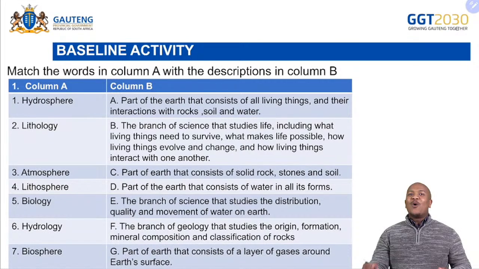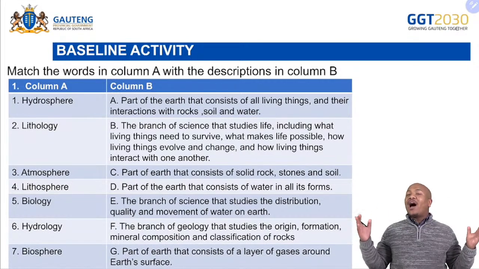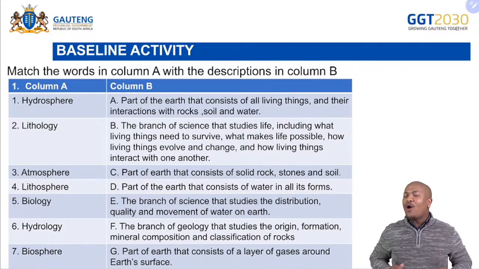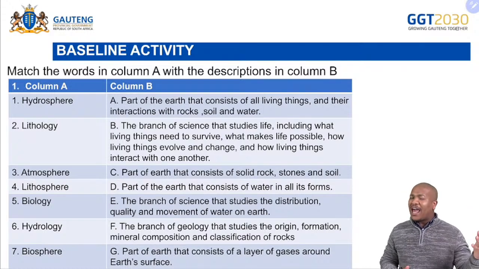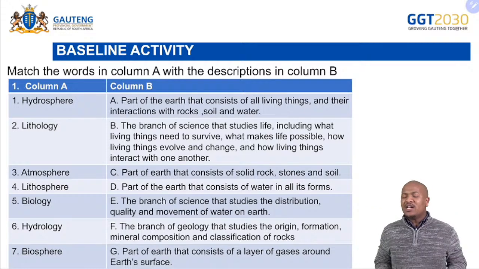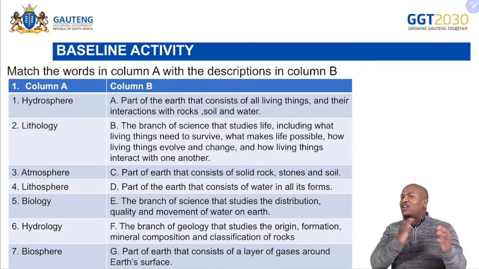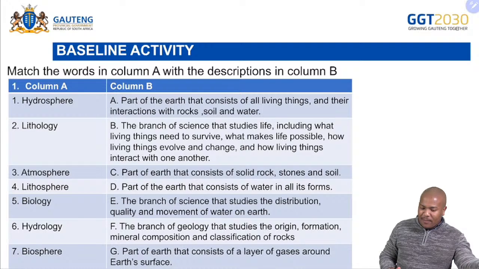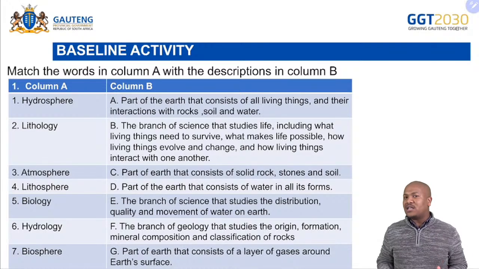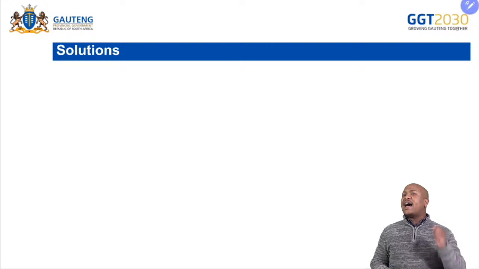Welcome back, grade 9 learners. I hope you were able to answer all these questions, and to match column A and column B. Now, let's look at the solutions. You simply have to match column A and column B with the matching descriptions. So now, our solutions are as follows.